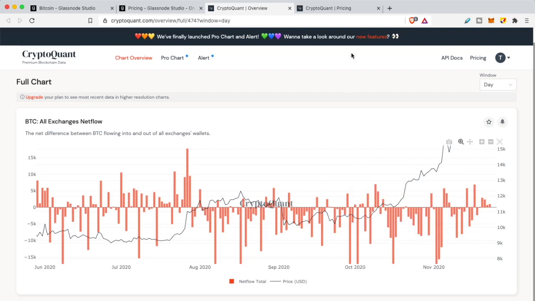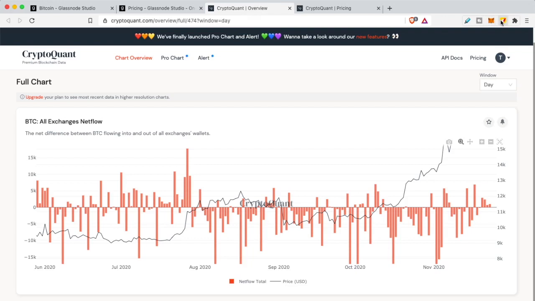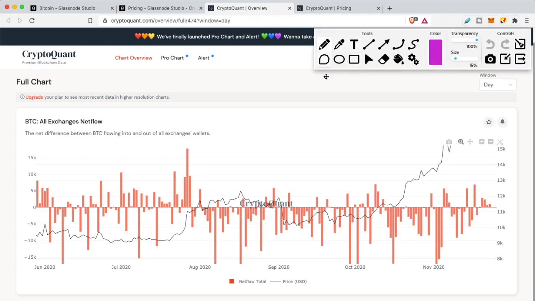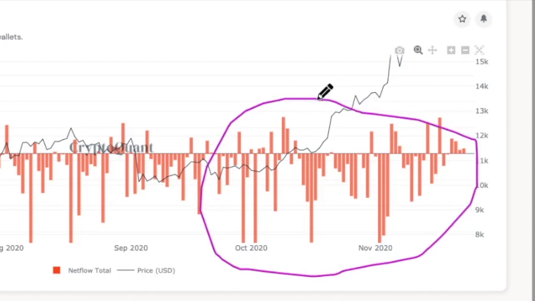This is the free version. If you want an upgraded chart with higher resolution charts and more information, you'll also have to upgrade. There's advanced, professional, and premium. But as I look at this chart, you could get a pretty good picture just over November and October, what's been happening with the deposits and withdrawals of Bitcoin.